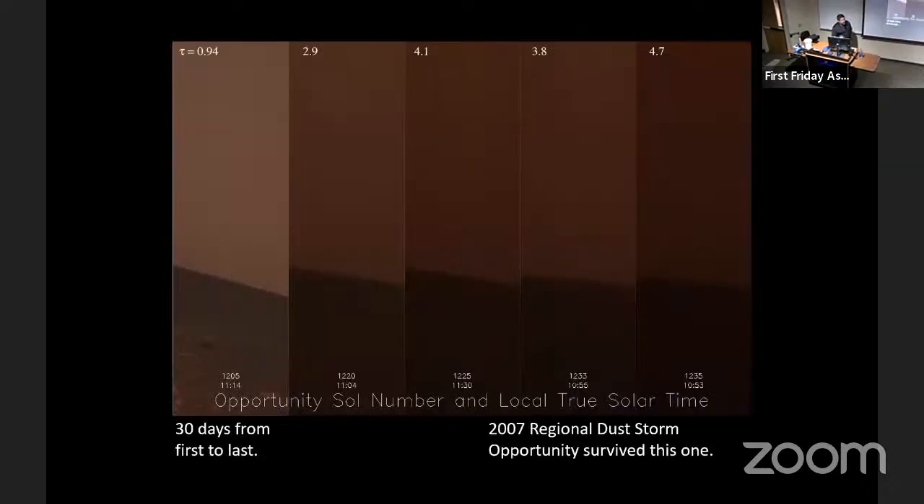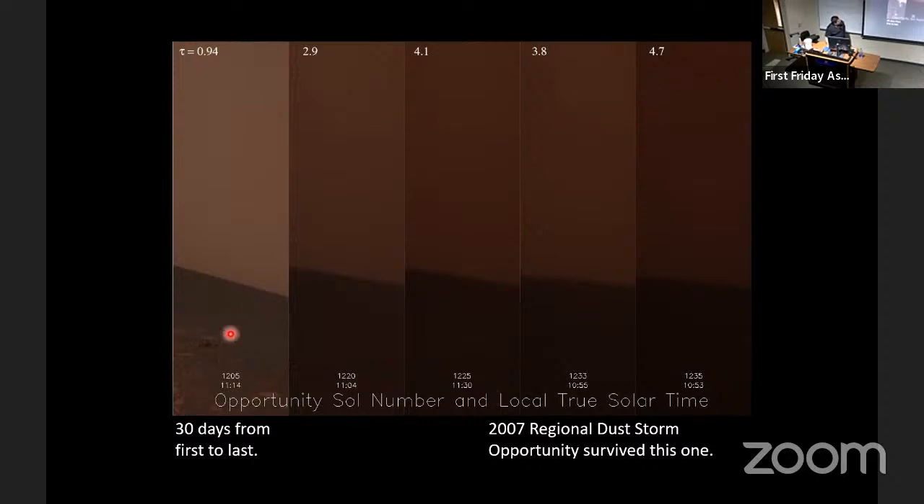So to give you an idea what that's like, though, let's look at this. This is from the 2007 regional dust storms. This is not even a global dust storm, because it was a global dust storm that took out Opportunity. But even just from a regional dust storm, what we're looking at is 30 days from beginning to end, right? And this tau is just some fancy term to measure how much dust is in the atmosphere. When tau's low, not much dust. When tau's high, a ton of dust, right? So the number's going up.